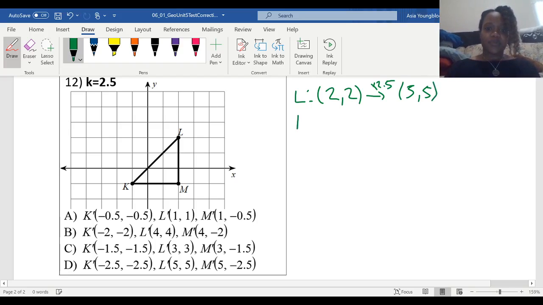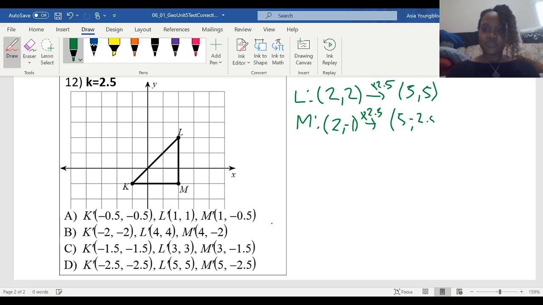Continuing this process with our next point, M. The coordinates for M are 2, negative 1. We're going to multiply that by 2.5. 2 times 2.5 is 5. Negative 1 times 2.5 is negative 2.5. Our last point, K, has the coordinates negative 1, negative 1. Multiplying that by our scale factor 2.5 gets us the new coordinates, negative 2.5, negative 2.5.